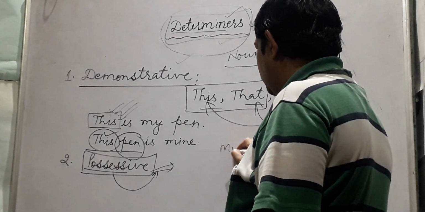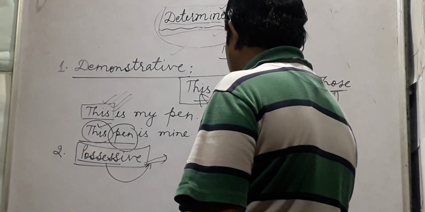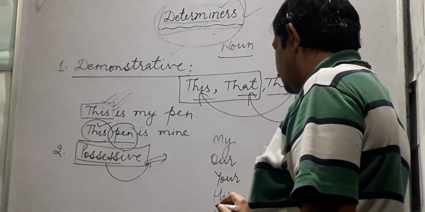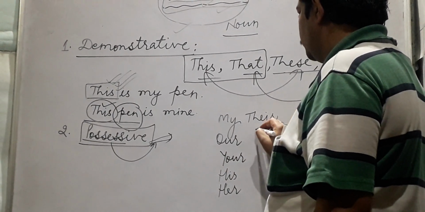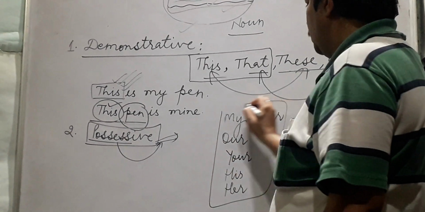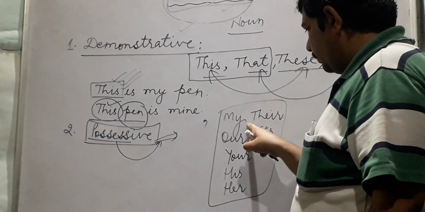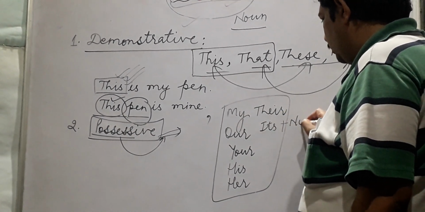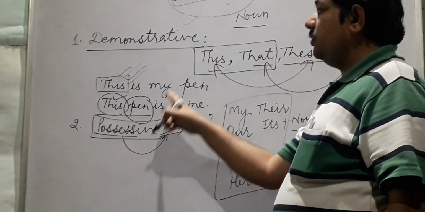Listen: my, our, your, his, her, their, its. These are the words. Or when we use the apostrophe, like Mohan's, Sohan's, these are also possessives. When these words are followed by a noun, these are possessive determiners.